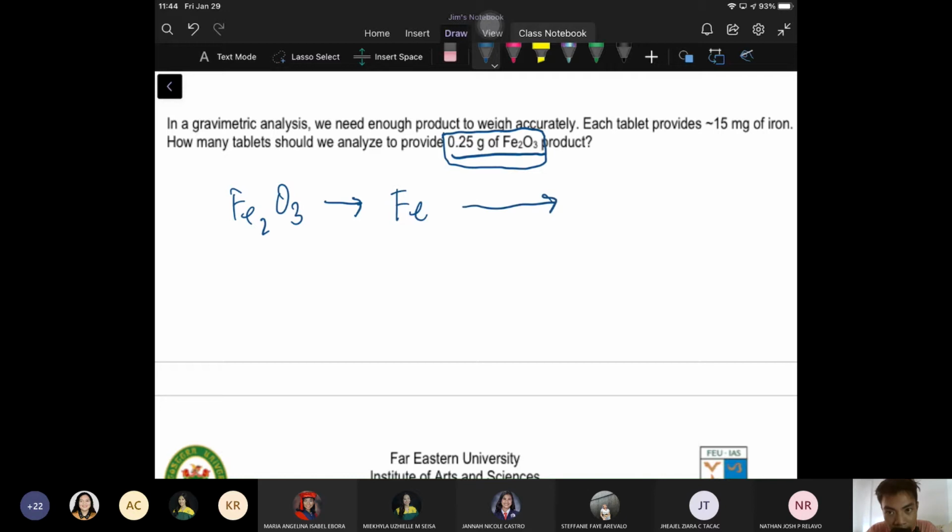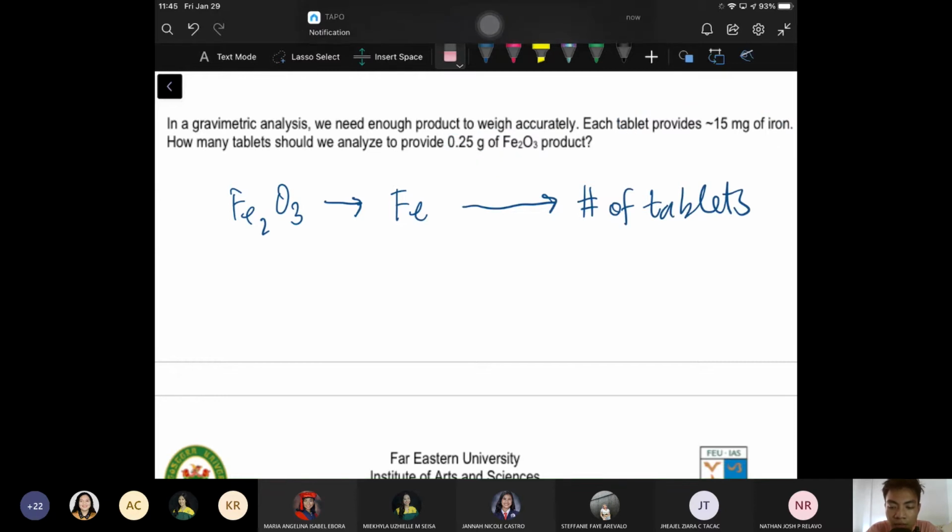And kapag alam na natin yung dami ng iron, we can use this info to convert that into number of tablets. Okay? So, ganun yung workflow natin. Always look at the problem sa bigger picture niya. Yung tignan mo siya ng malayuan. Tignan mo kung ano yung mga given, tapos ano yung mga pwedeng gawing process. Basta keep in mind lang yung basics dito in stoichiometry, okay?